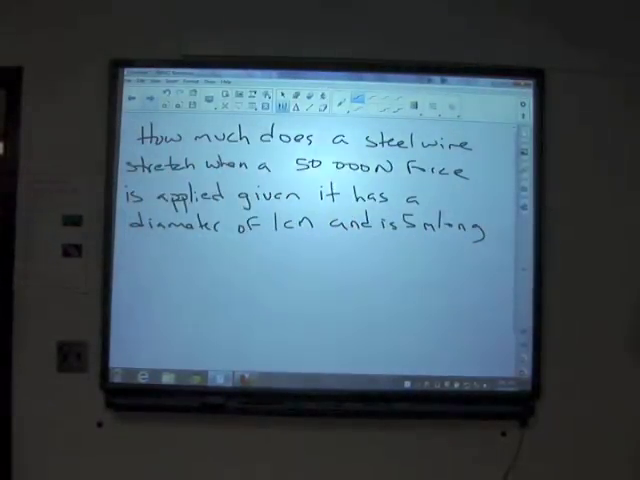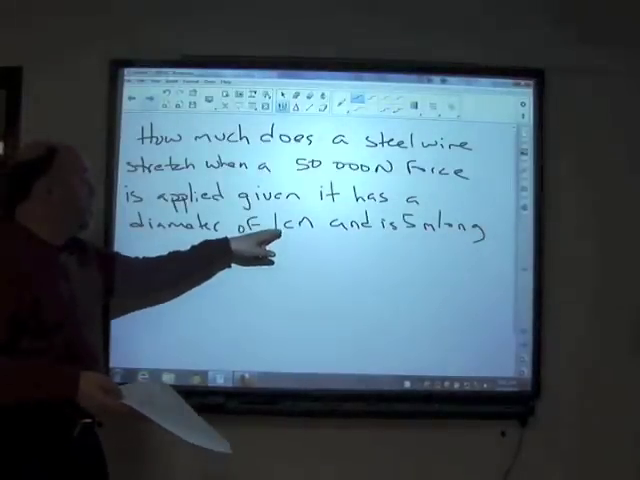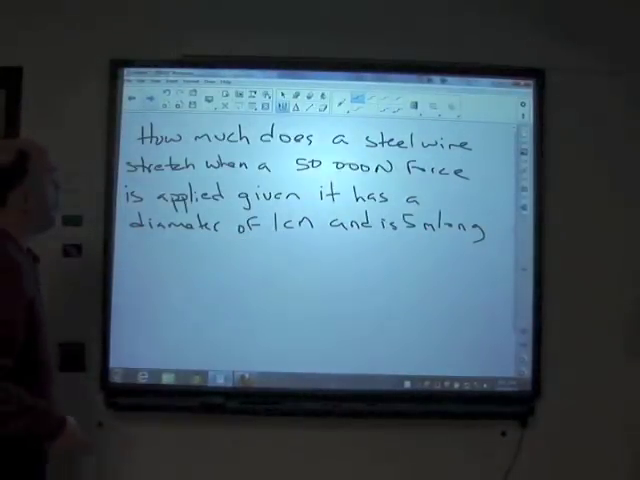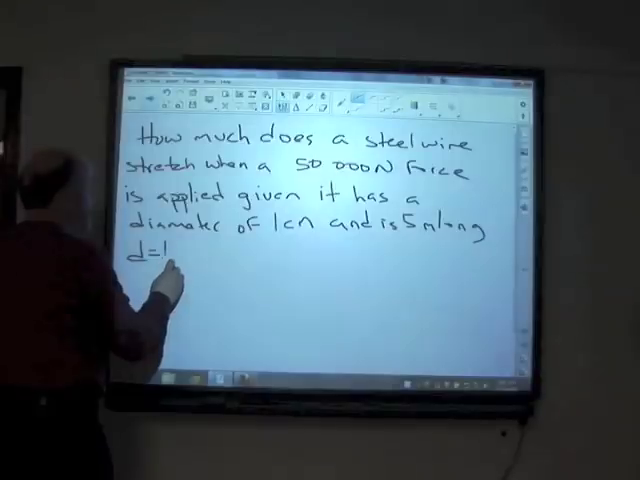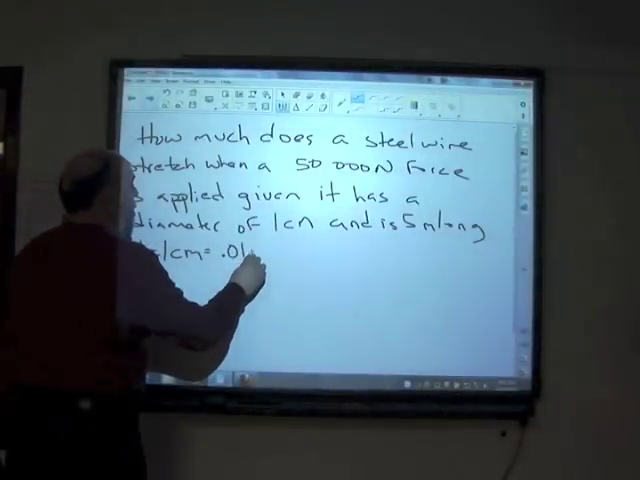So we want to know how much this will stretch, and we can find this out by using the equation we just had on the previous page. First off, we need to make sure that all the units are correct. The diameter is 1 centimeter, which of course would be 0.01 meters.